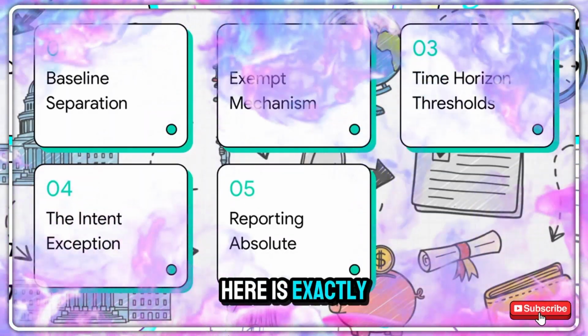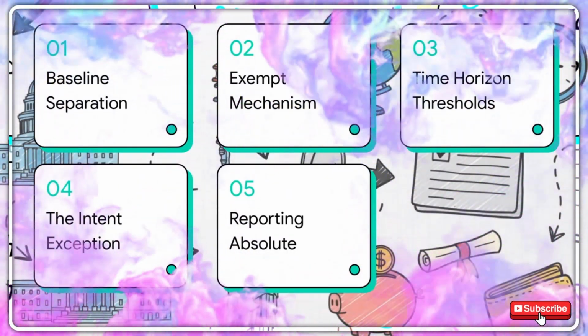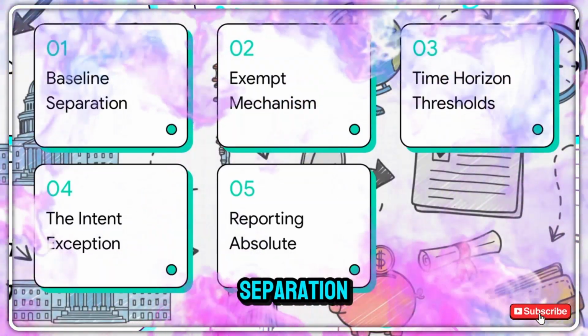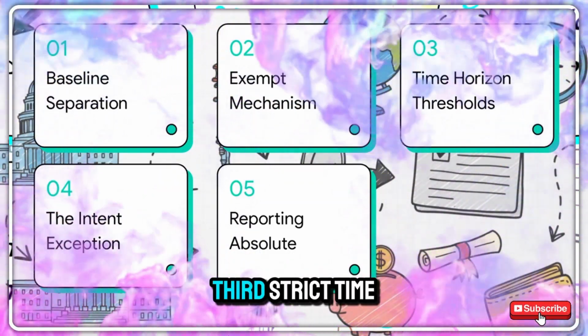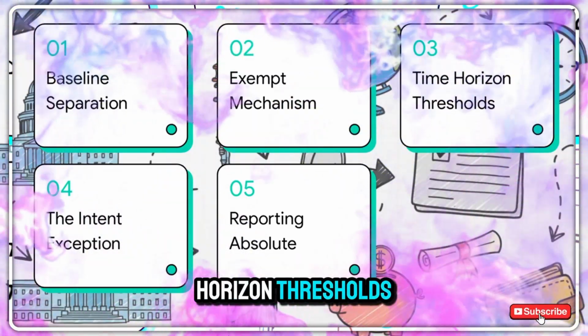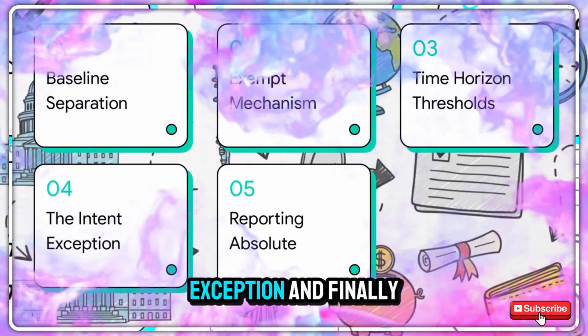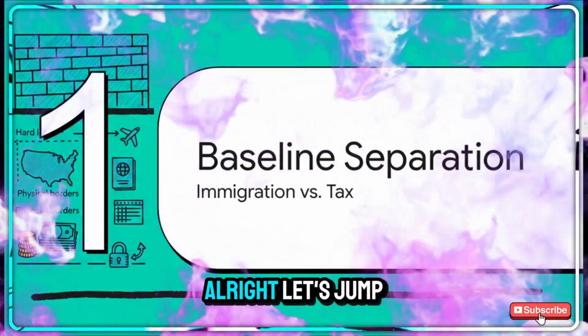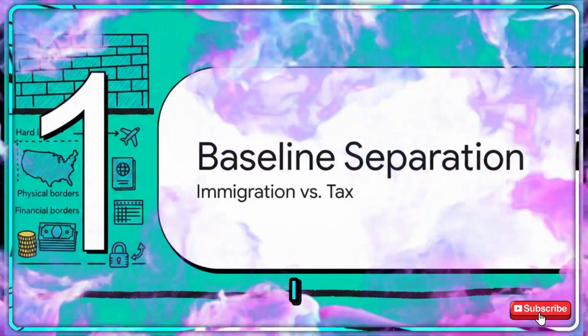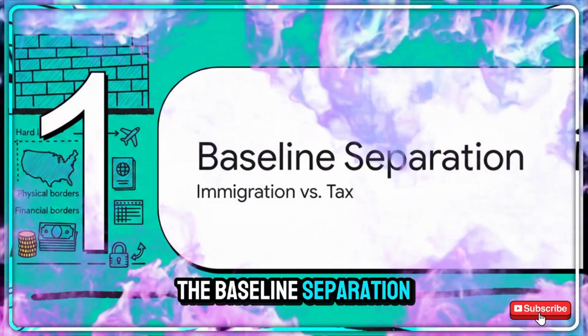Here is exactly how we'll break this down today. First, the baseline separation. Second, the exempt mechanism. Third, strict time horizon thresholds. Fourth, the intent exception. And finally, the reporting absolute. All right, let's jump straight into section 1, the baseline separation.